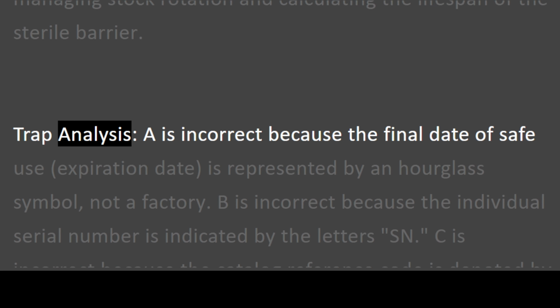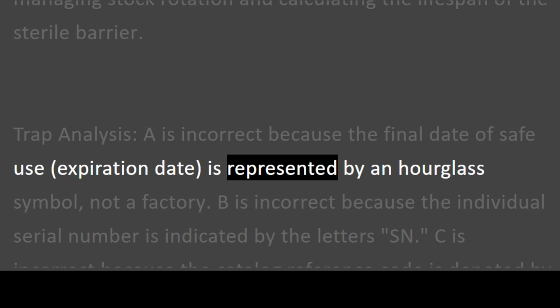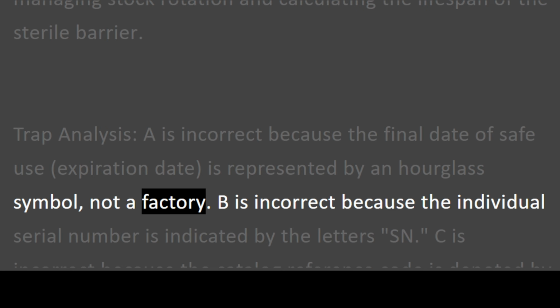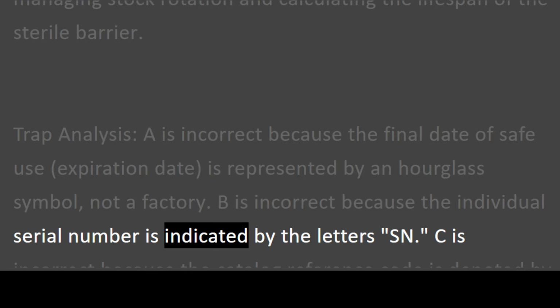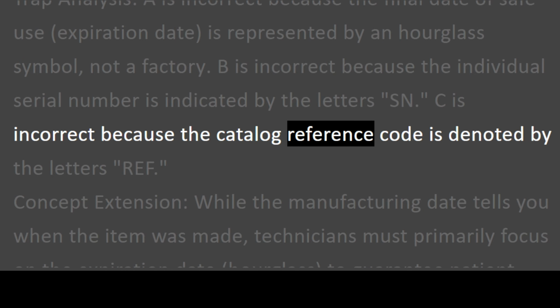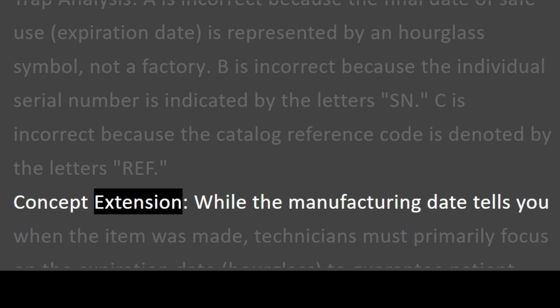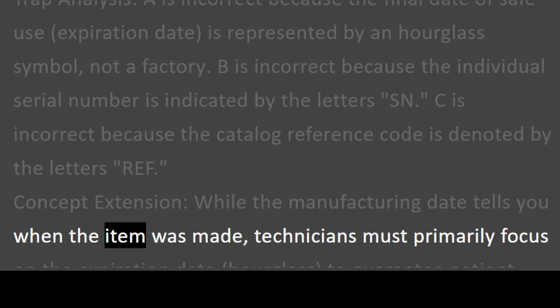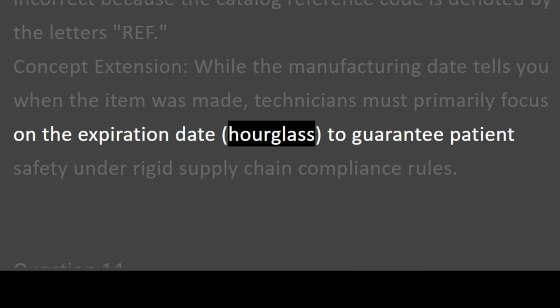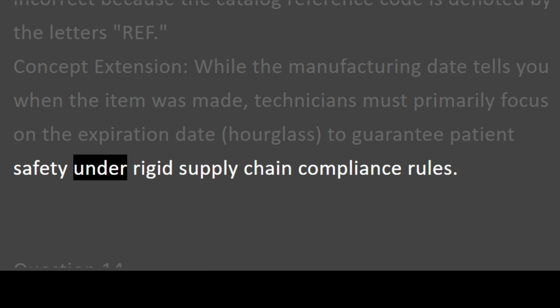Trap analysis. A is incorrect because the final date of safe use, expiration date, is represented by an hourglass symbol, not a factory. B is incorrect because the individual serial number is indicated by the letters SN. C is incorrect because the catalog reference code is denoted by the letters REF. Concept extension. While the manufacturing date tells you when the item was made, technicians must primarily focus on the expiration date, hourglass, to guarantee patient safety under rigid supply chain compliance rules.